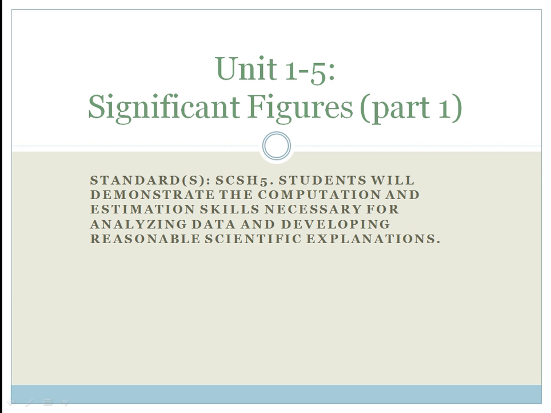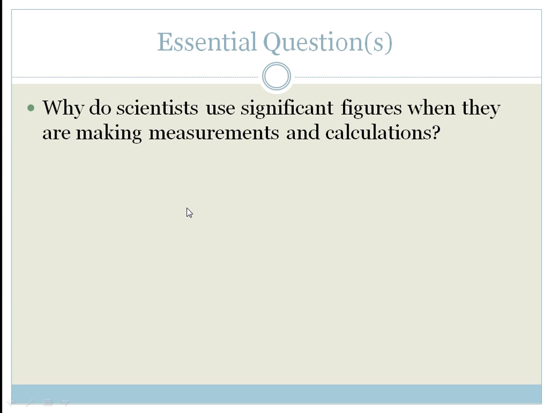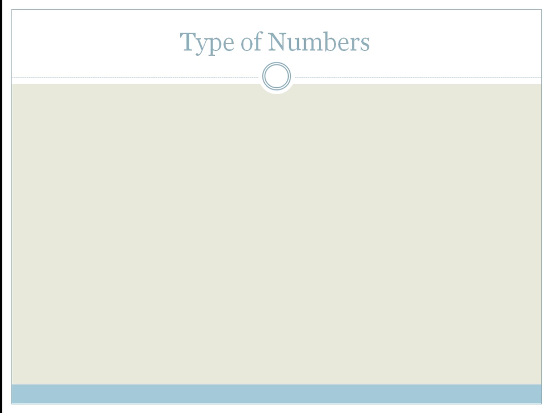This is Unit 1-5, Significant Figures, Part 1. So we're going to learn how to recognize and use significant figures, and our question is why? Why do we use significant figures? The first thing we're going to look at is there are two types of numbers in the universe.